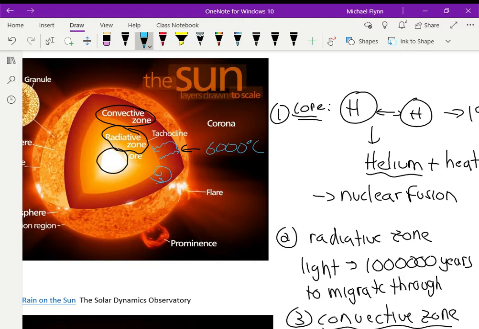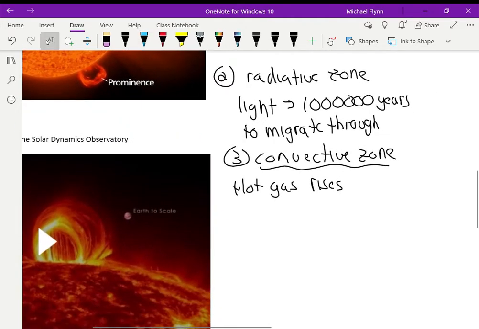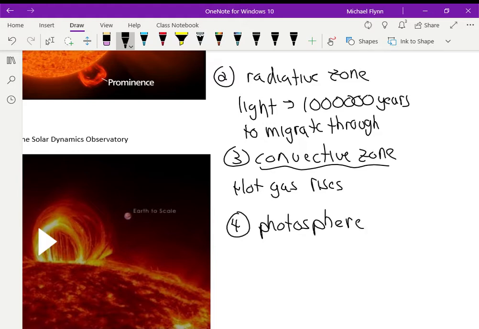Okay, now we're at the skin. Okay, we've gotten through the flesh of the peach here, and now we're at the outer skin. Now, the first layer of skin, there's two layers to it. The first layer of skin is called the photosphere. So number four, switch back, number four is the photosphere. And the photosphere is, the photo means light.